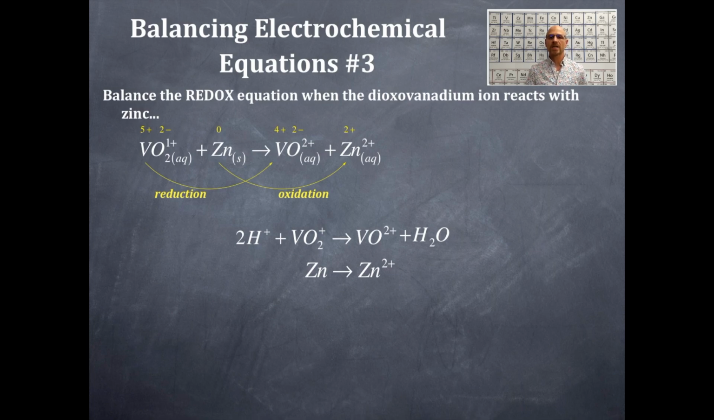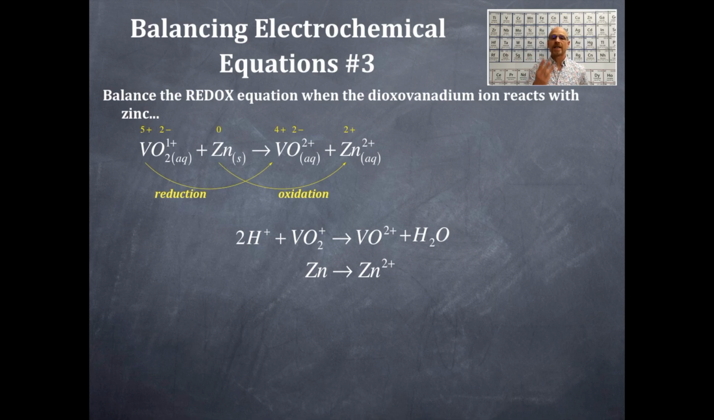So each hydrogen ion is a 1 plus charge, and there are 2 of them, so that's a total of 2 plus charge on the reactant side thus far. The VO2 1 plus has a 1 plus charge. So I had a 2 plus charge with the hydrogens. I'm going to add 1 more plus charge, and that's a 3 plus charge on the reactant side due to the VO2 1 plus. On the product side, I have a VO2 2 plus.